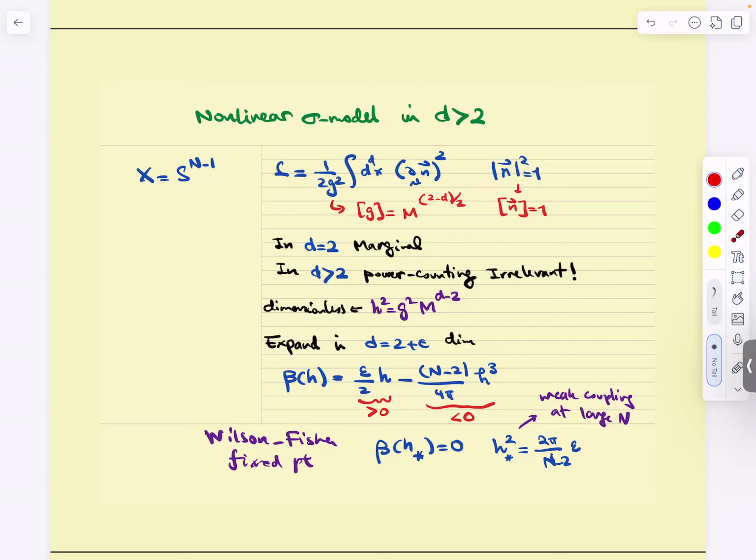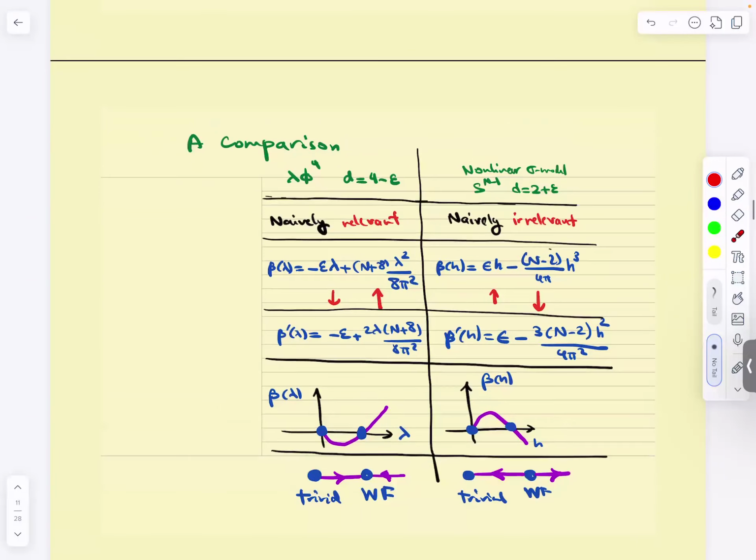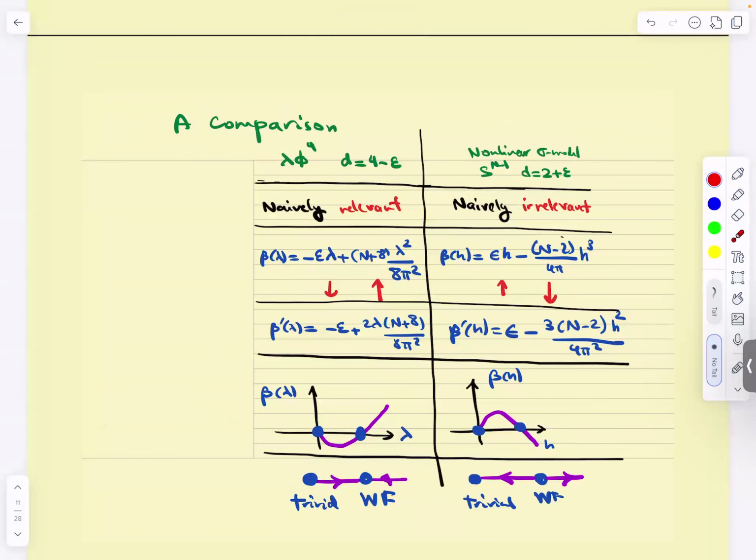They're with me. I'm going to summarize it and make a comparison. So the lambda phi 4 theory in 4 minus epsilon dimensions is now what we're comparing. So this is Wilson-Fisher, that type of Wilson-Fisher. This is the nonlinear sigma model of Wilson-Fisher in 2 plus epsilon dimensions. The operator is naively irrelevant in 2 plus epsilon. This is naively relevant, right?